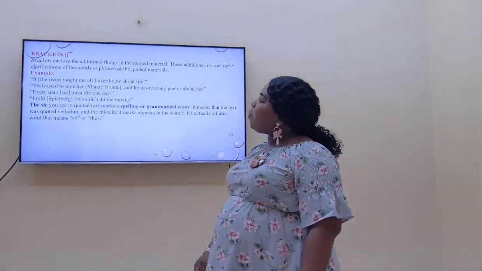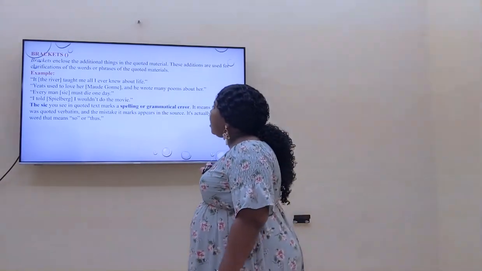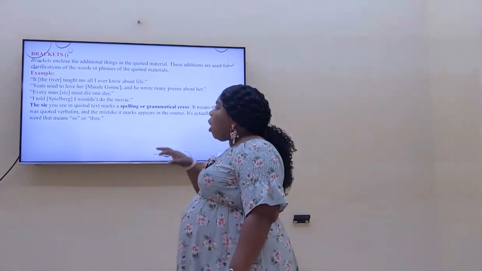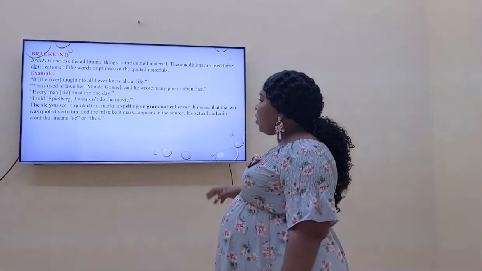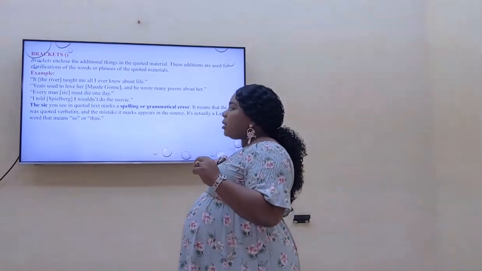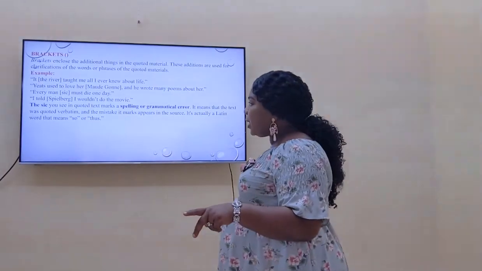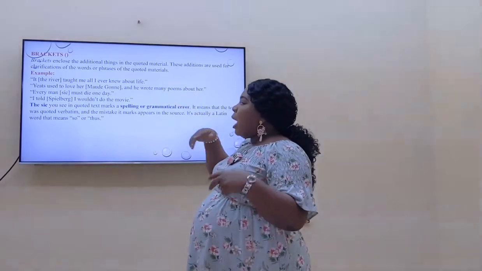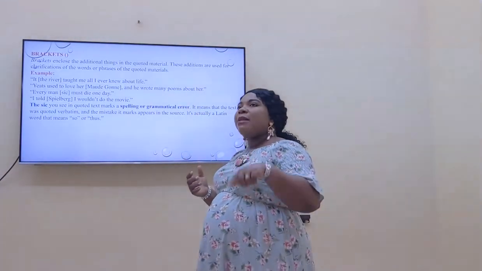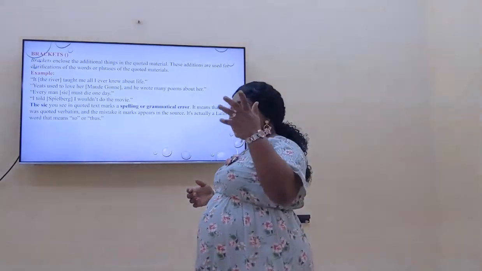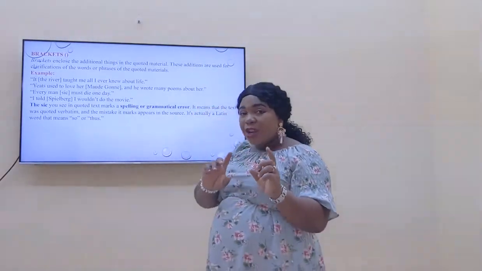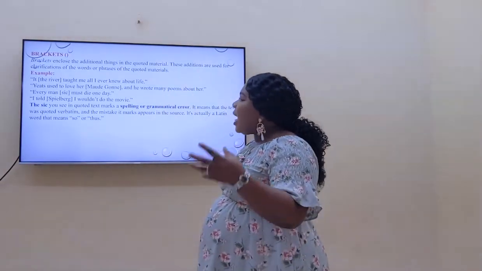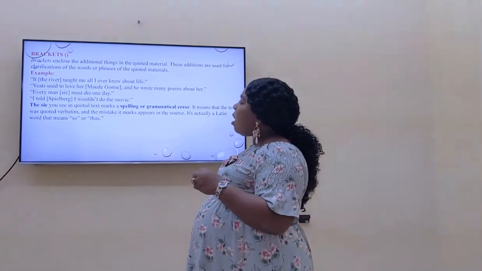The next one is brackets. Brackets enclose the additional things in the quoted material. These additions are used for clarifications of the words or phrases of the quoted material. It's very important that you do not misuse parentheses and brackets. "It [the river] taught me all I ever knew about life." Maybe you were talking with someone and you had mentioned earlier about the river. So you're saying it, in brackets, meaning they're referring to the river, taught you all you ever knew about life.